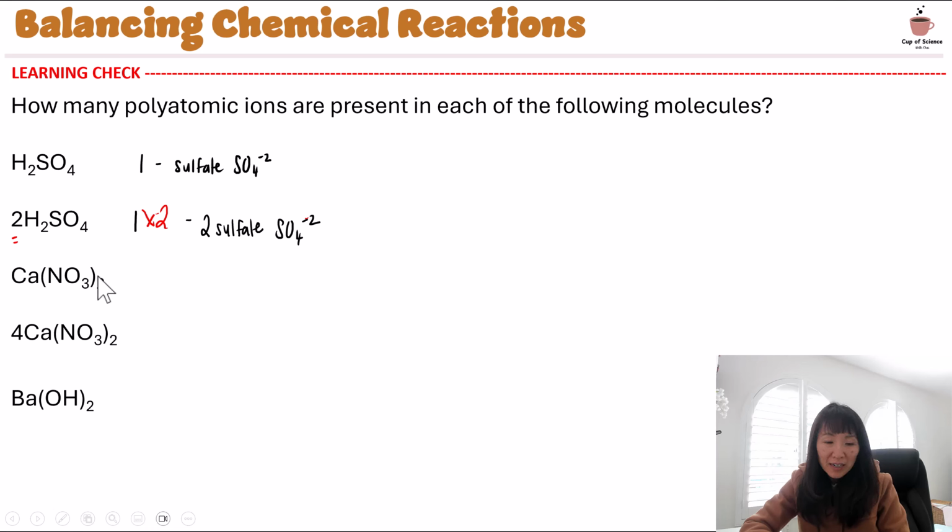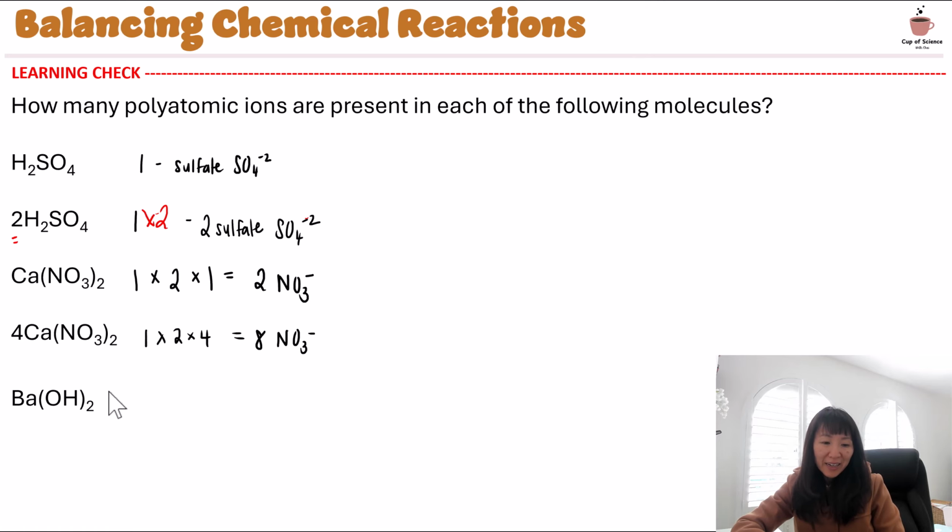How about over here? Do you see which polyatomic ion is present? Hopefully you are able to see the nitrate. The nitrate, there's one of them inside of the parentheses. So inside the parentheses, there's one nitrate, but you're going to take into consideration the subscript outside of the parentheses, and that's showing that 2 nitrates are there. We could even add the coefficient as well, which is just 1. So this one has 2 nitrates. Okay, you try for the next one and come back.